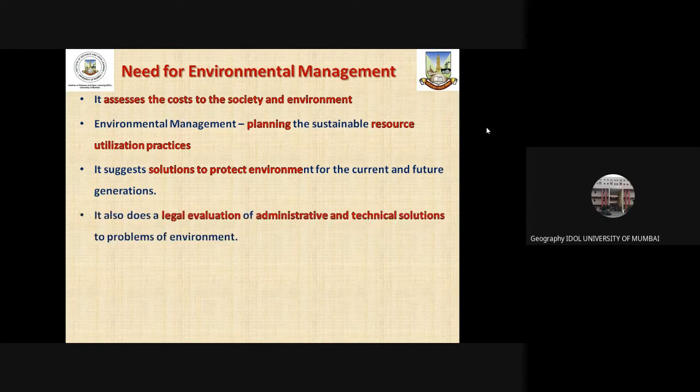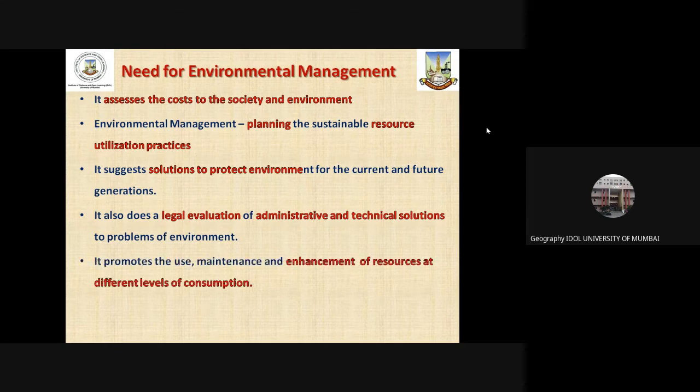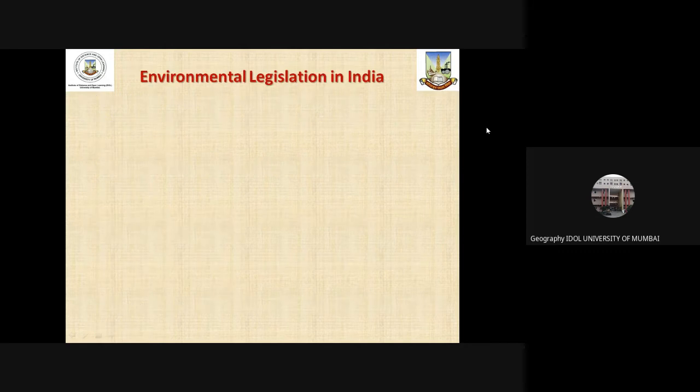It also provides a legal evaluation of administrative and technological solutions to various environmental problems. It also promotes the use, maintenance, and enhancement of resources at different levels of consumption. Environmental management is also involved in planning resource utilization, management, and disposal of various resources.